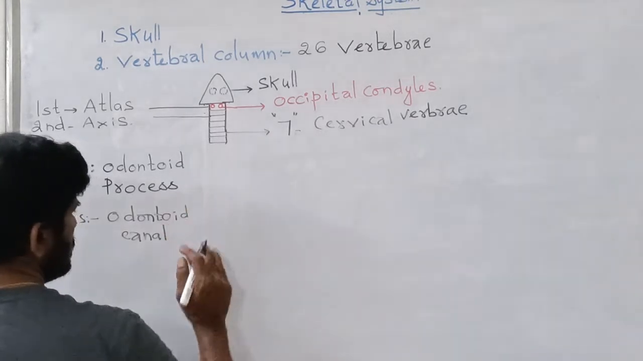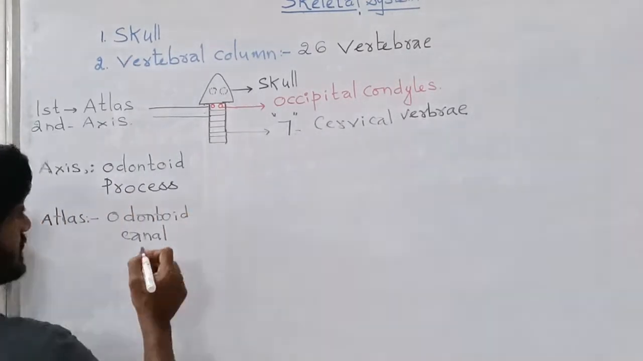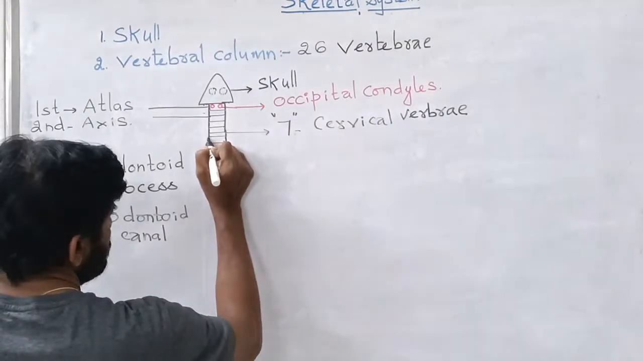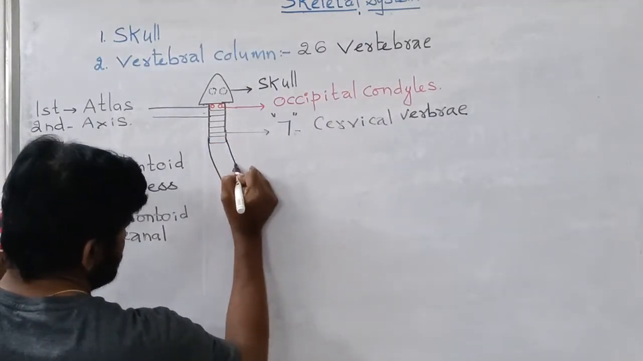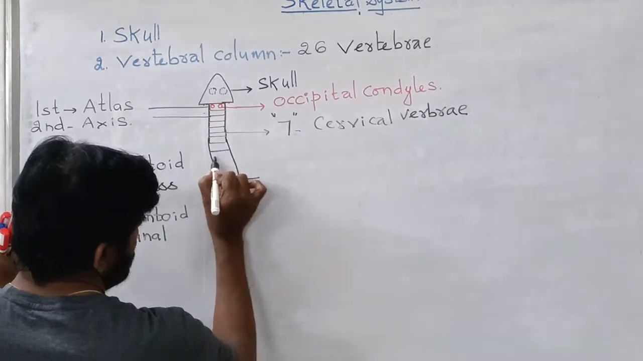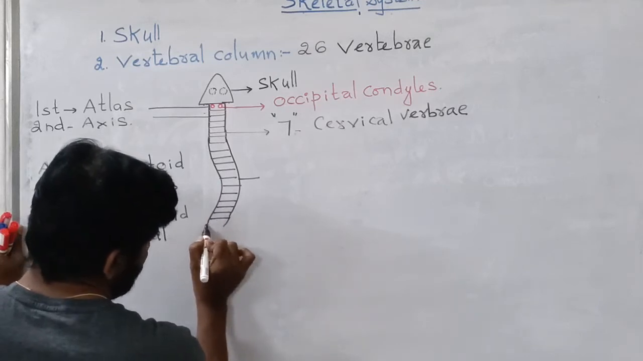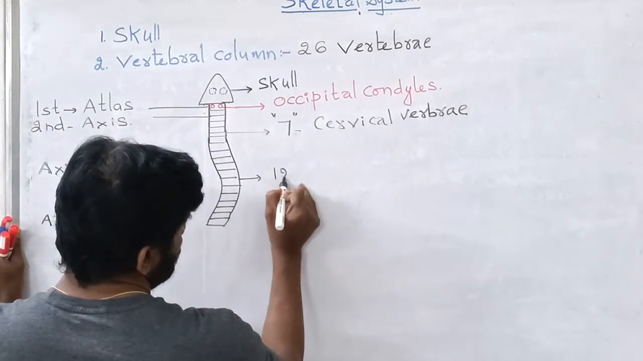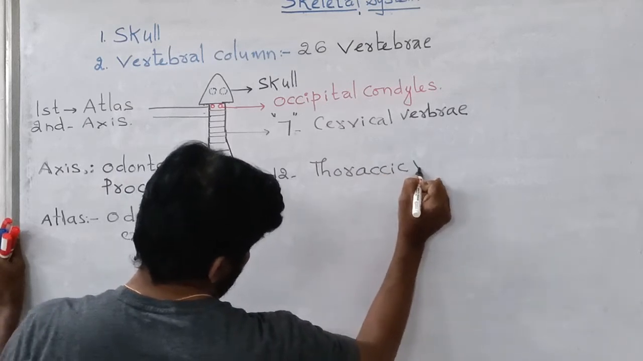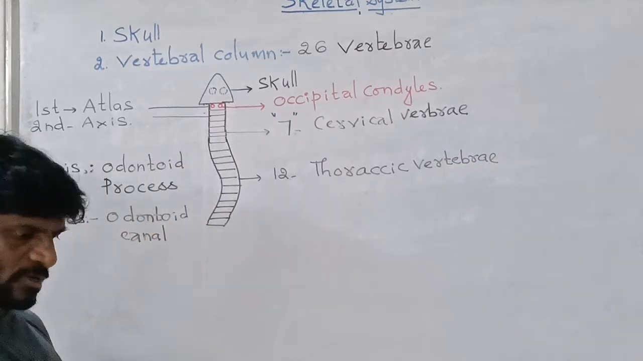Then there are other vertebrae in the thoracic region. For example, this is the thoracic region of the vertebral column. In the thoracic region, there is a curvature, and that curvature is towards the front. It is like this. These are 1, 2, 3, 4, 5, 6, 7, 8, 9, 10, 11, and 12. These are 12 thoracic vertebrae. It has the curvature towards the front.